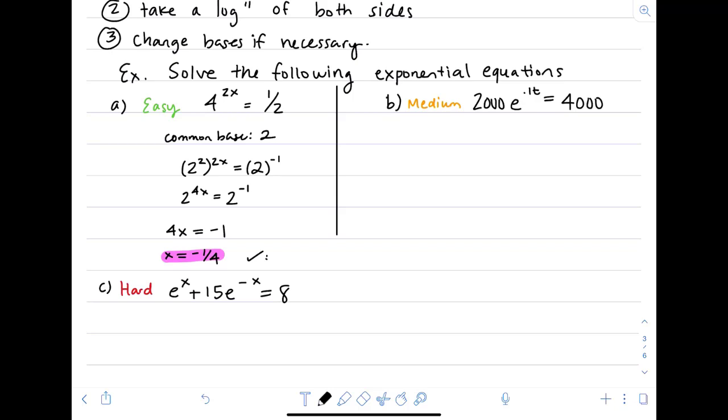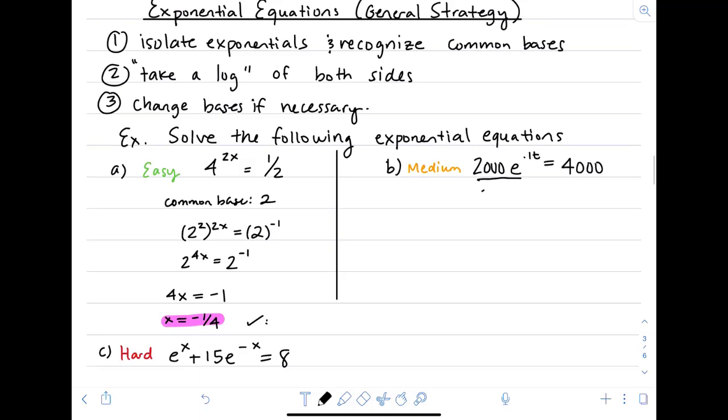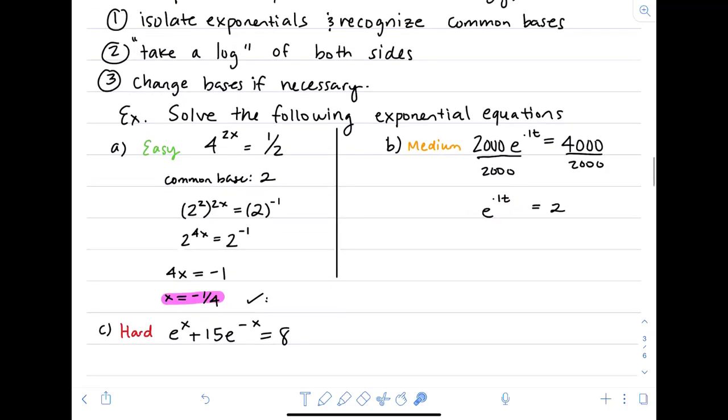But before I jump into doing that, I definitely want to at least isolate my exponential. So I want to get rid of that 2,000 out front and make this as clean as possible. So if I divide both sides by 2,000, I've at least isolated my exponential. And I have a coefficient of 1, that's nice. And now I can take a log of both sides.